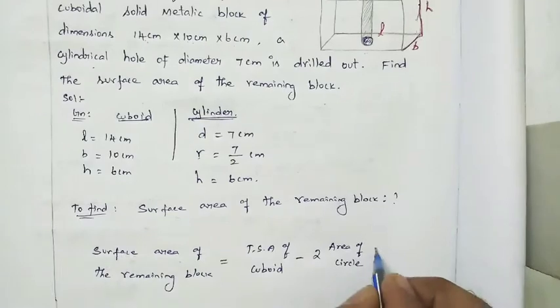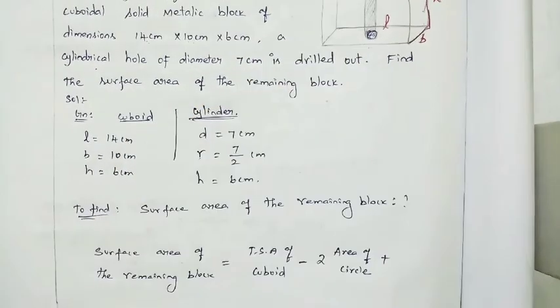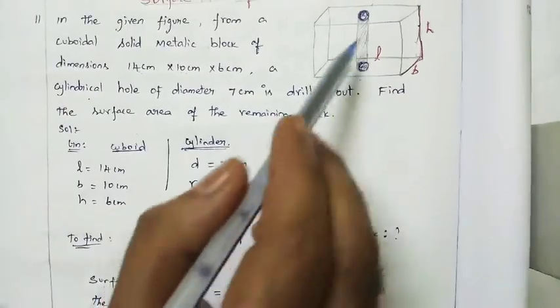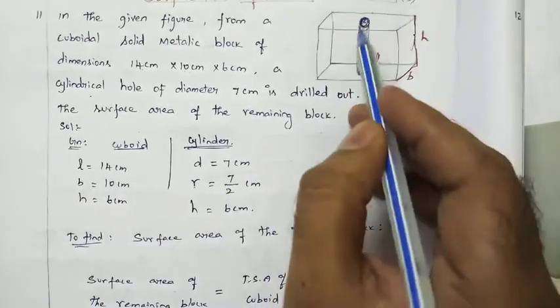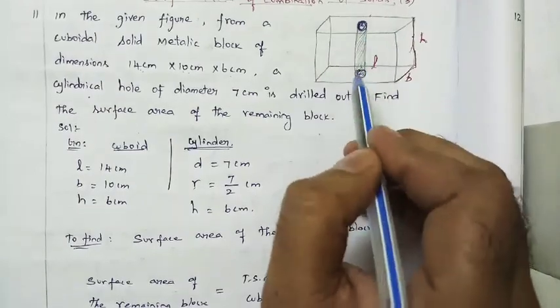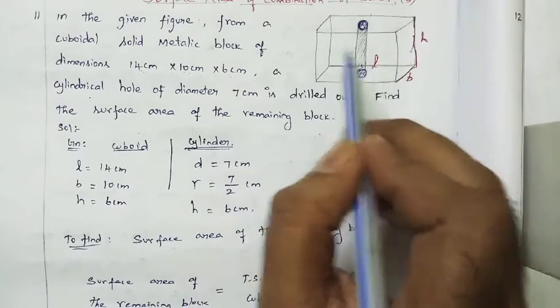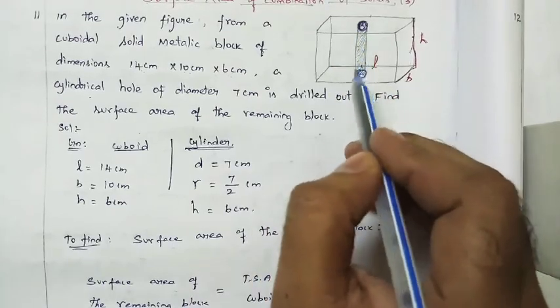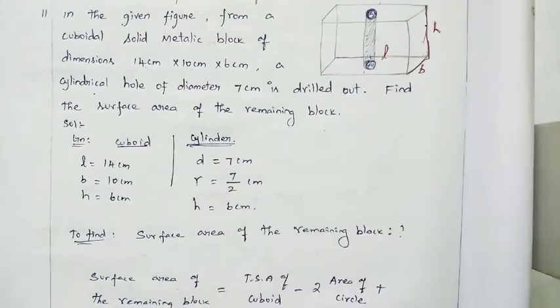Plus, we still have one more area. What area? While we are removing the cylinder inside the cuboid, we have a cylinder shape inside, the curved surface area of the cylinder. There also we want to paint. So plus the curved surface area of a cylinder.